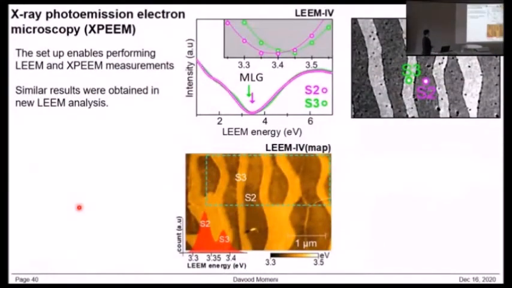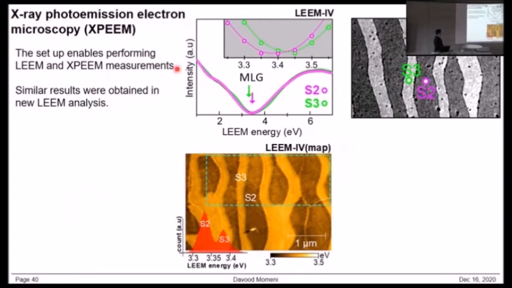Good. As the third complementary technique, we use X-ray photoemission electron microscopy, XPEEM. So this is a very interesting measurement. With XPEEM, we can directly measure the work function on the surface. So if you see any contrast in the XPEEM images, it directly shows you it can visualize the work function variation on the surface. XPEEM also enables simultaneous LEEM investigation.